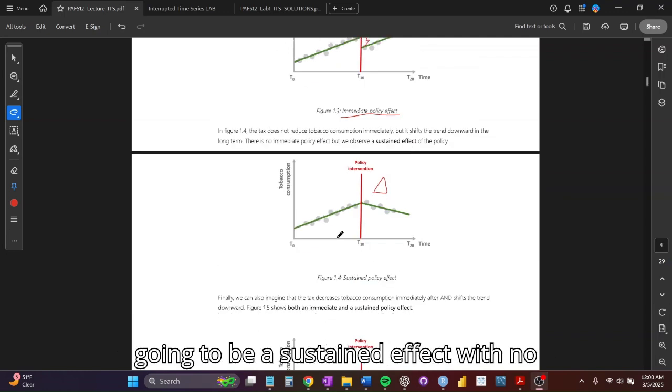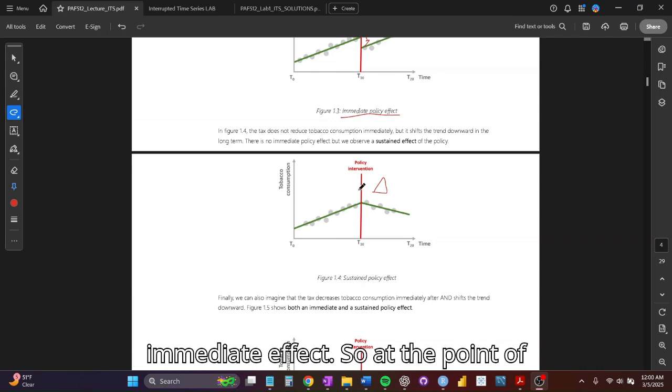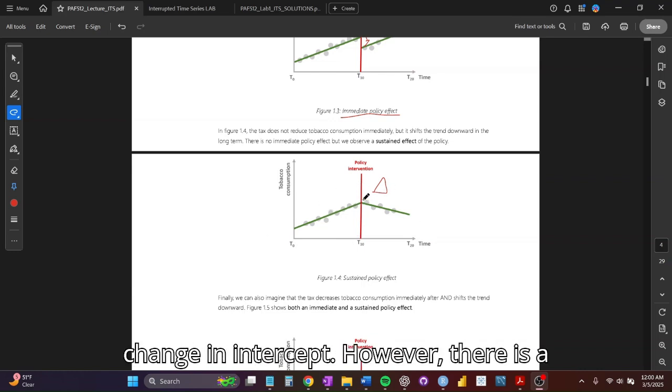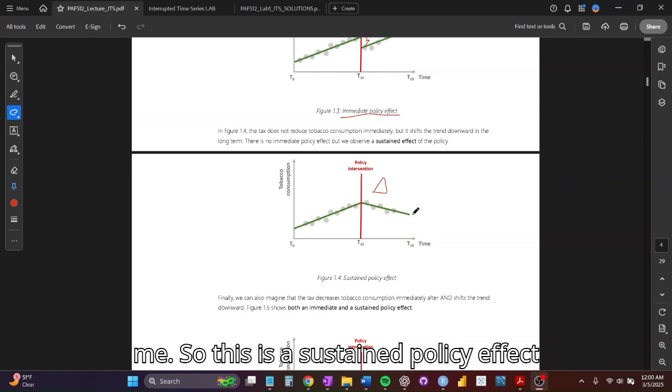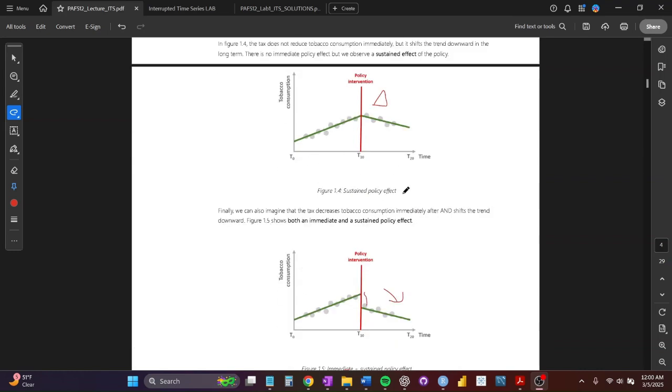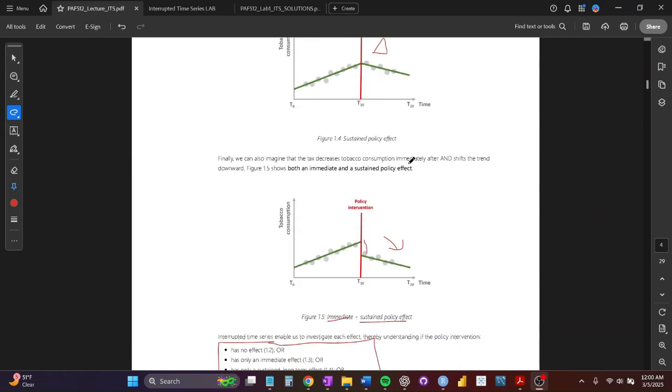Opposite of that is going to be a sustained effect with no immediate effect. So at the point of policy intervention, there is not a change in intercept. However, there is a change in the slope after the policy itself, the intervention, excuse me. So this is a sustained policy effect with no immediate effect.